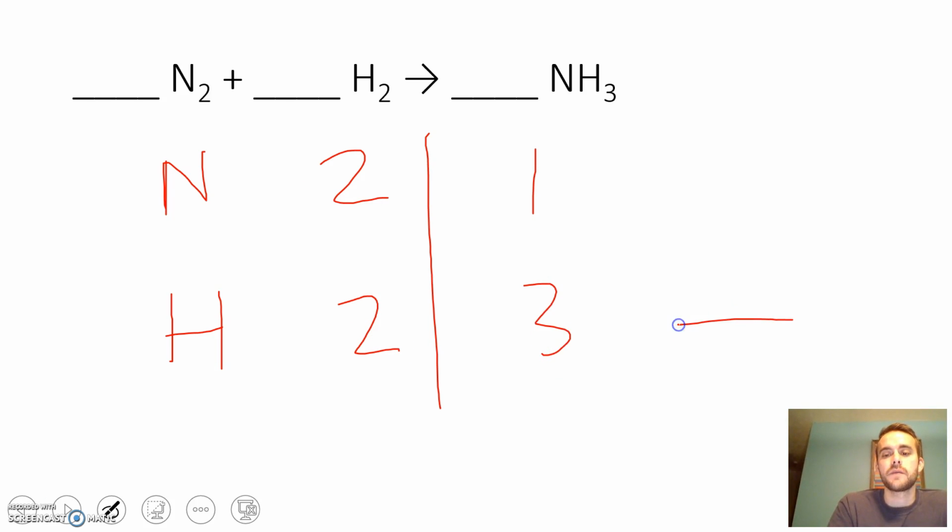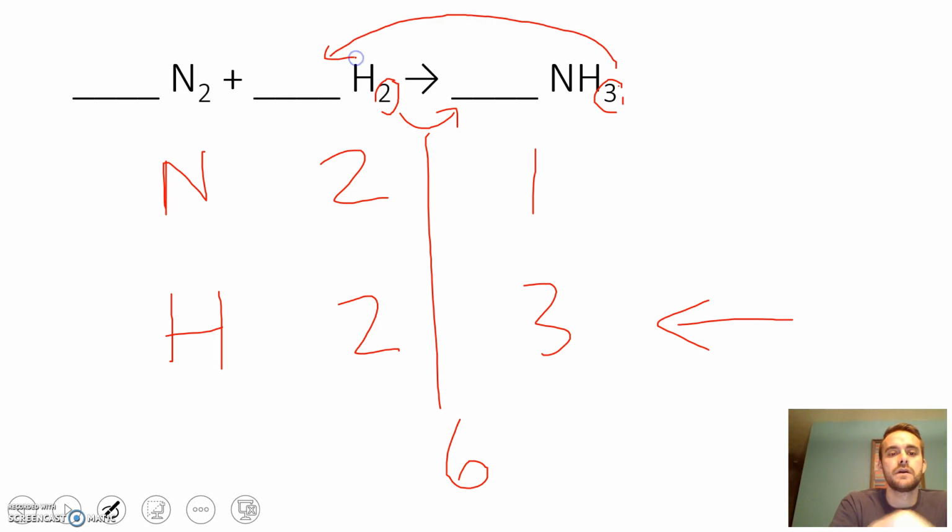Okay, I'm going to start with H. Why? If you ever end up with 2 of something on the left and 3 of something on the right, you should find the least common multiple, which is 6. So what I tell people is to take the numbers, switch them, and put them in front. What does that mean? I have 3 H2 and 2 NH3.